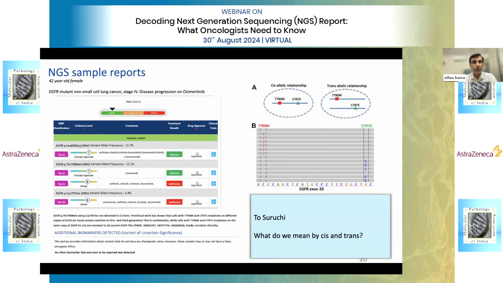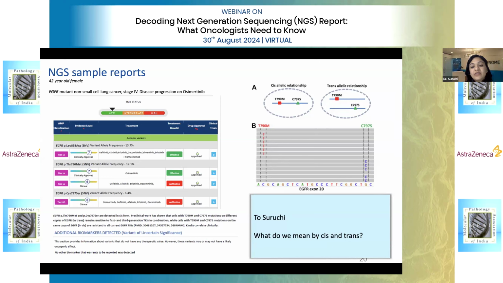So let us go forward. Okay, Dr. Suruchi, I think this will go for you. A lot of the time on WhatsApp tumor boards, we get this C797S. After osimertinib, people get an NGS and then C797S, either in trans or cis. So what is cis? What is trans? So basically, when it is coming from the same clone, then it is cis. And how do we know?